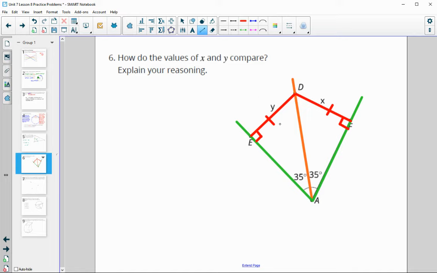Could have also gone about maybe proving the triangles are congruent if you had forgotten that. So seeing these 2 angles and this reflexive side gave you that the 2 triangles were congruent by angle, side. So then you would know that X and Y are equal because they're corresponding parts. So a couple different ways you could think about explaining that.